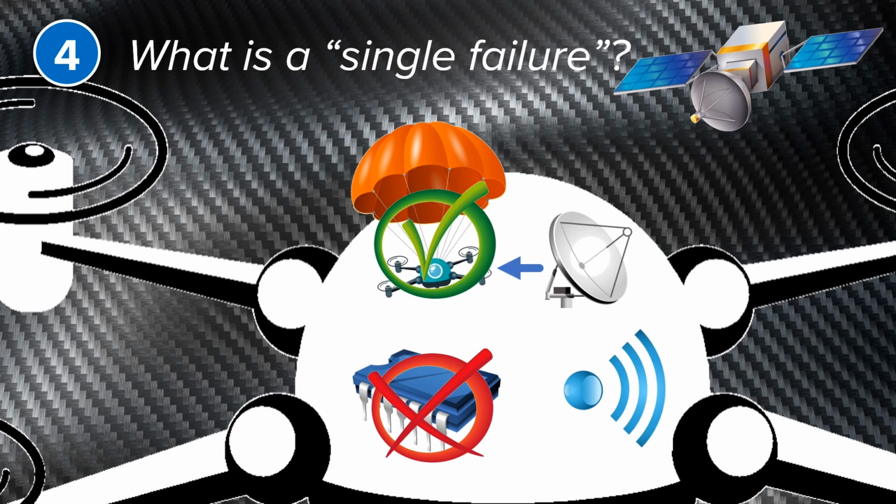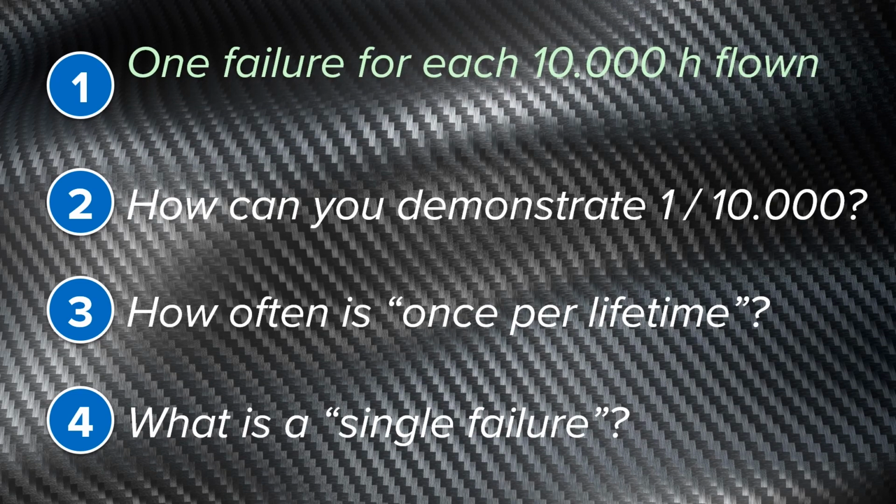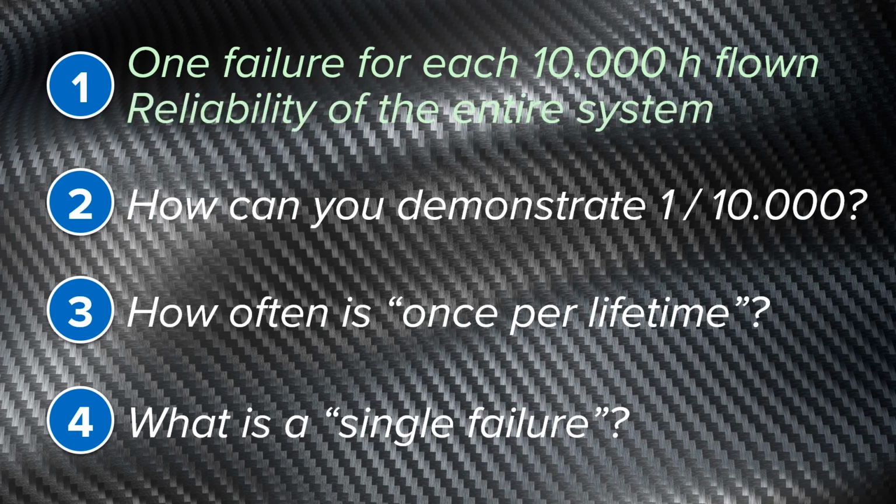We have now examined all 4 questions on probability, so let's do a quick recap. Question 1. What does 1 per 10,000 mean? It means that on average there can be at most 1 failure for each 10,000 hours flown, and the required reliability applies to the entire system, not just the airborne platform.